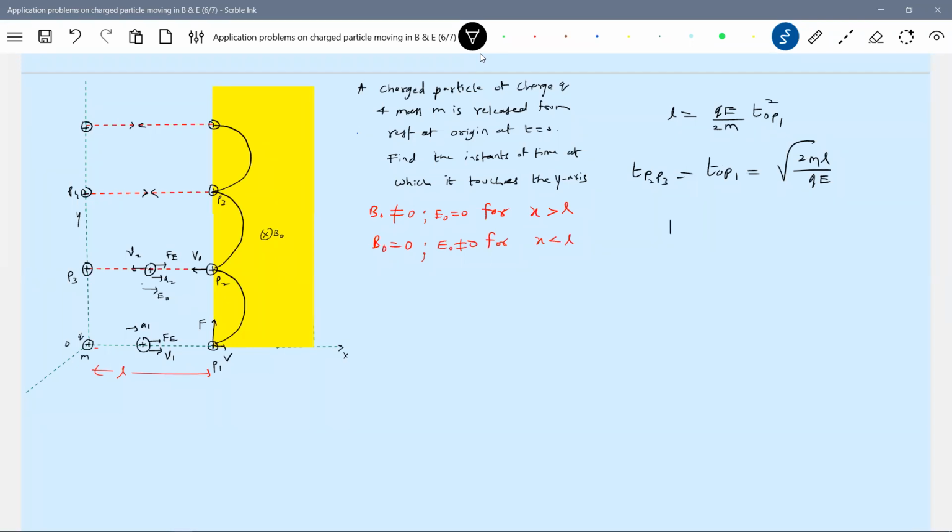What about the time P1 to P2? Half of the time period of revolution, so pi m by QB naught.